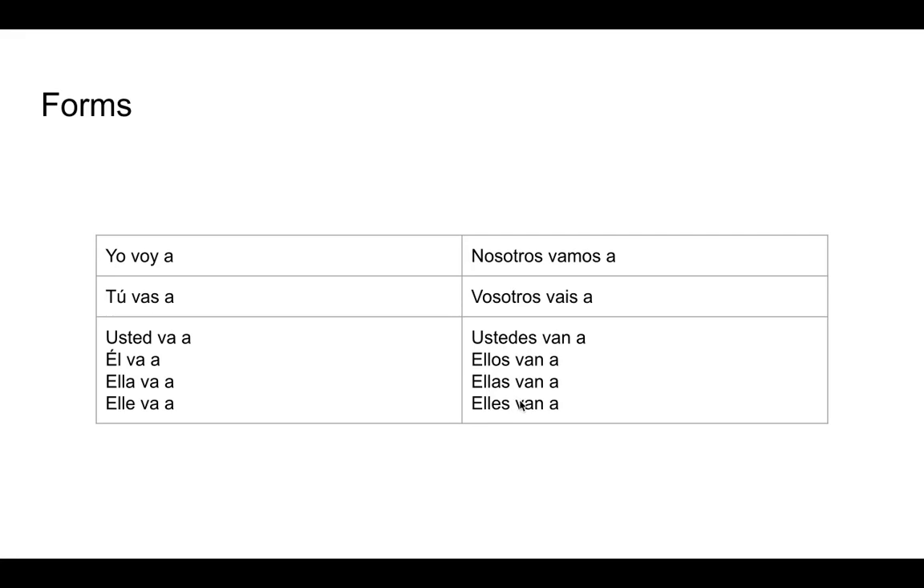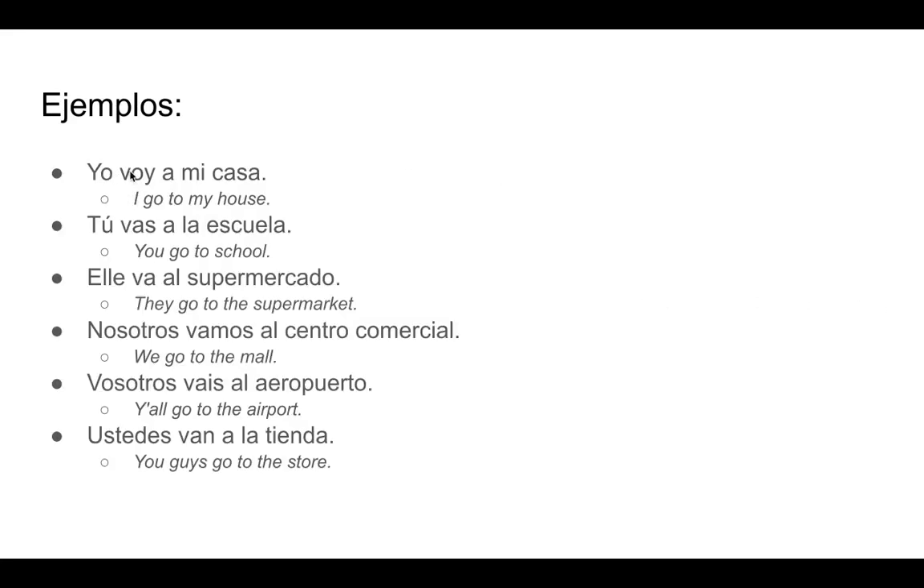Now that we've got our forms down, let's take a look at our verb in a couple of sentences. So because my verb means to go to, oftentimes it's going to be followed by a place, just like in all of these examples. Yo voy a mi casa. I go to my house. Tú vas a la escuela. You go to school. Ella va al supermercado. She goes to the supermarket.